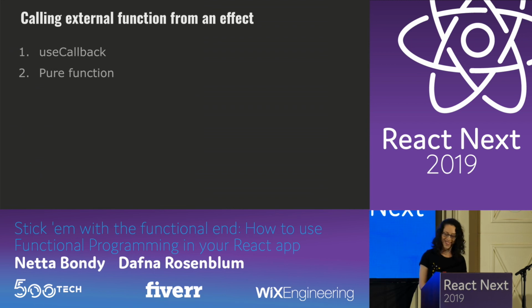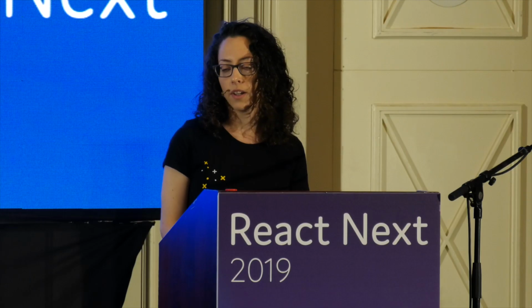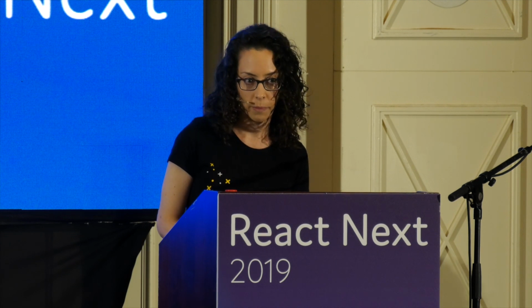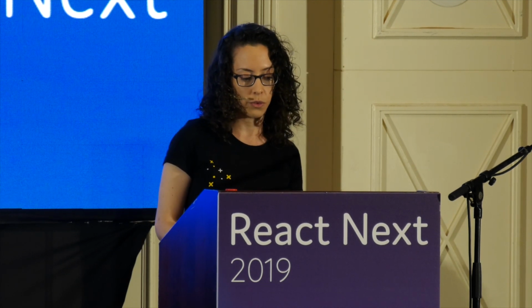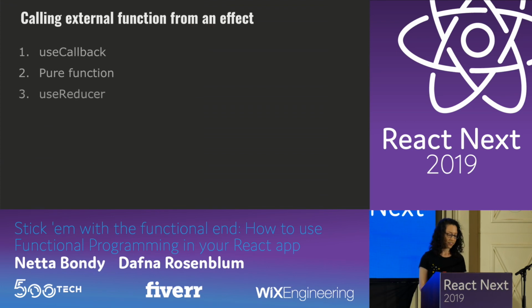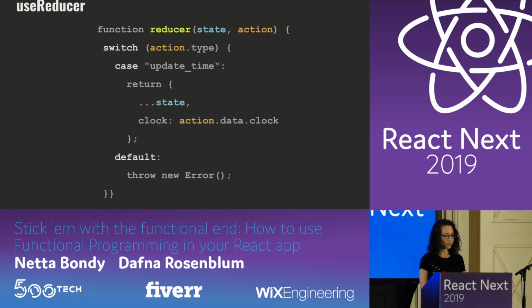So the second thing that we can do is to take our extracted method and put it entirely outside of the component. And this way we can make sure that it won't have access to the state or props. So we actually turn it into a pure function. And the second solution is to use a hook called useReducer. So this is a reducer function, and it's pure, so it's very easy to test it and to understand it.